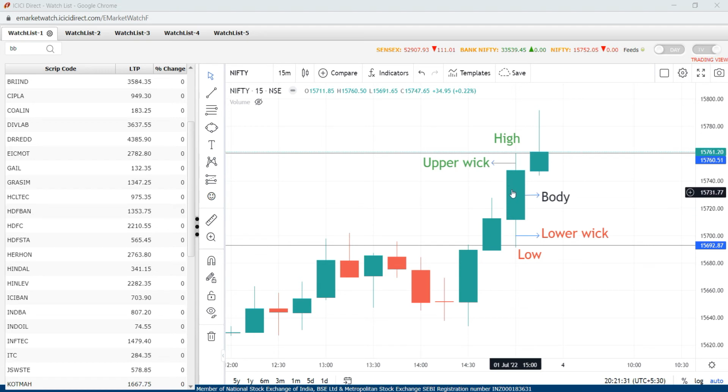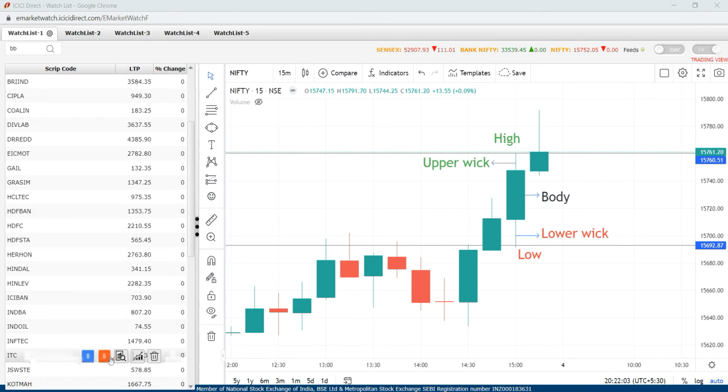So this is a candle which is formed. The one which is filled is always called the body of the candle, this is the high of the candle, and this is the low of the candle. This is called the upper wick, and this is called the lower wick. This is common whether it is a red or a green candle. So let's understand how the candles are formed, green or red.